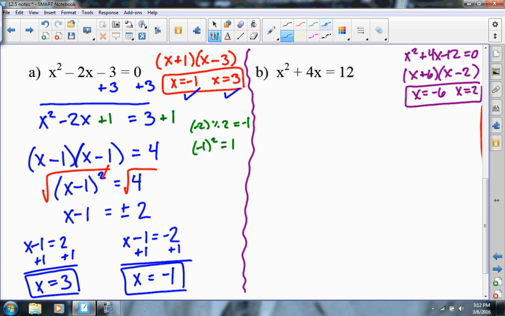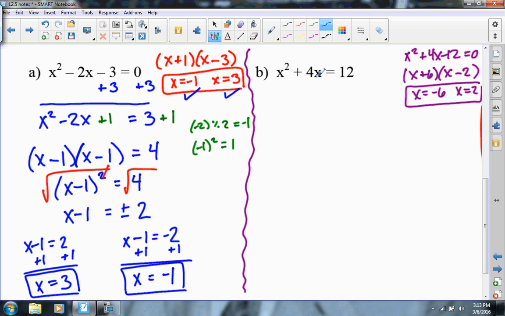So let's take a look here. I have my x squared term and then my b term, or my x term, and then here the c has already been moved over to the other side. Originally in part A it was all set equal to 0, so then I added the 3 over, but here that 12 has already been added over. So that's good, that saves me a step.